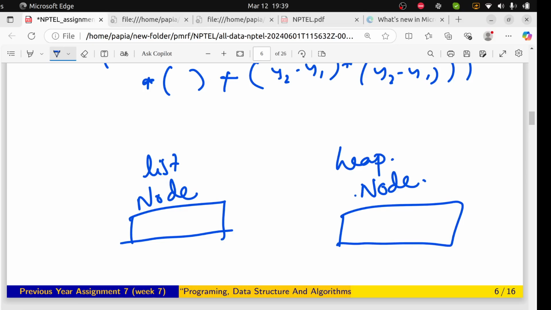Can anyone tell me what was the structure of the list node and what was the structure of the heap node? Actually, which week's lecture is that, ma'am? I'm telling this topic. In which week? In this week itself, the 7th week I'm talking about. I am not talking about the 8th week or the 6th week.